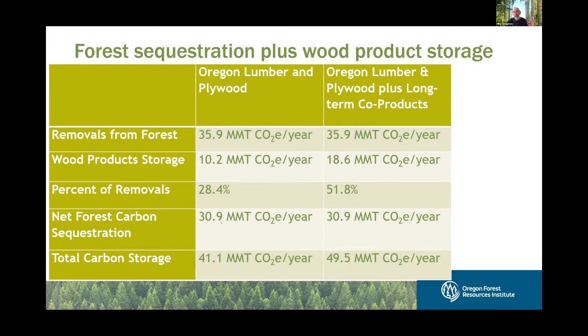So to this 30.9 million metric tons of sequestration, we add that to make it a total of 41. We add 11, or we add almost 20. So it's pretty significant. You know, we added 10.2 or 18.6. So here, rather than just talking about sequestration in our forests of 30.9 million metric tons, the total sequestration, including wood products, is almost 50. So that's even more significant and would really jump out at us.